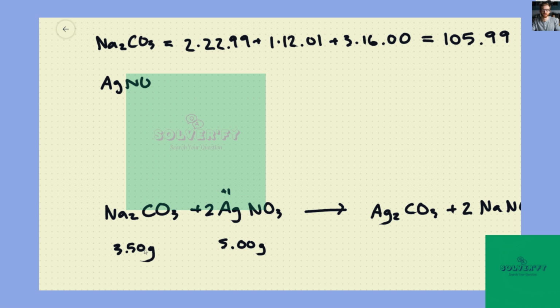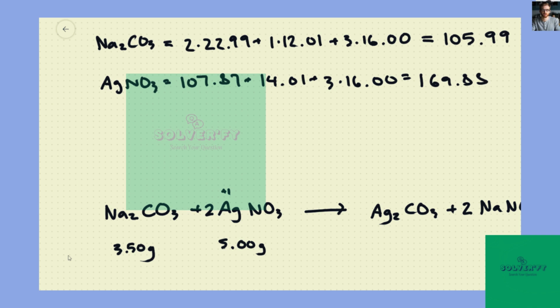For AgNO3, you have one silver, 107.87, plus a nitrogen, plus 3 oxygens. So 107.87 plus 14.01 plus 3 times 16 gives you 169.88.